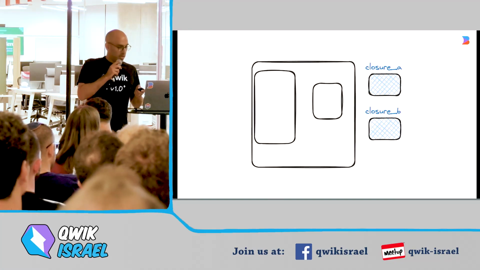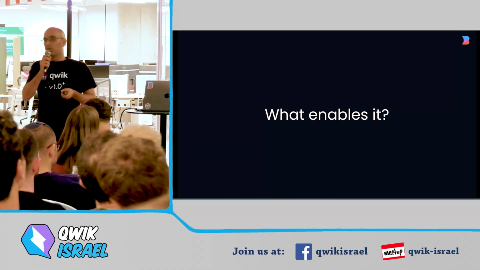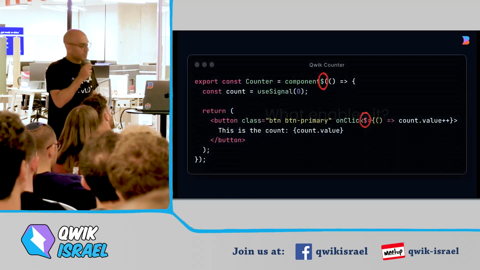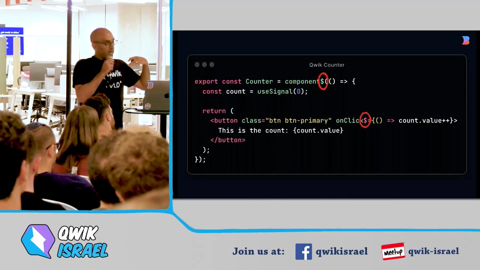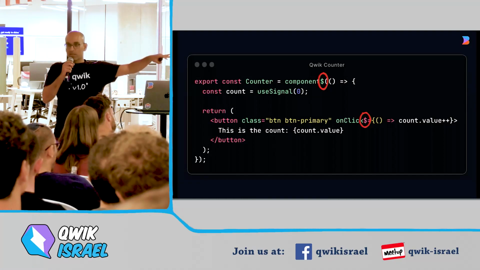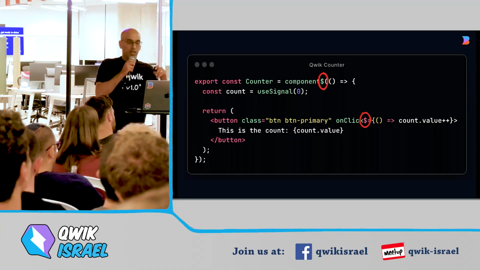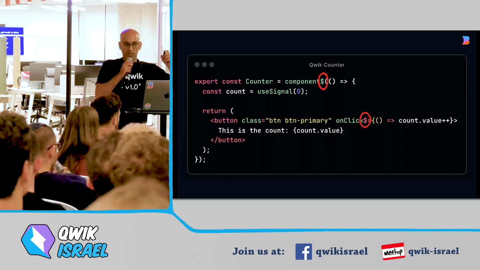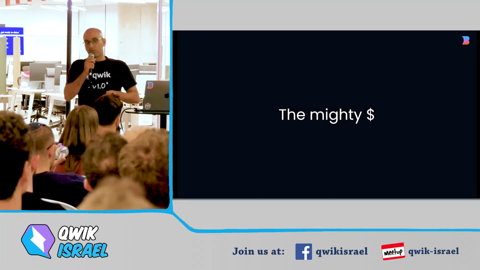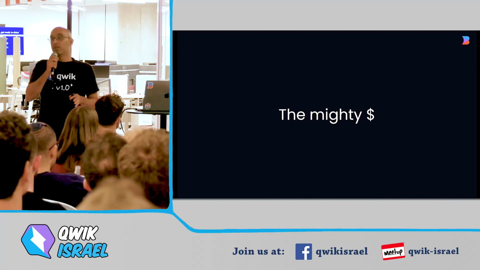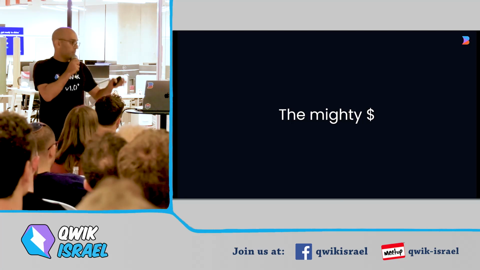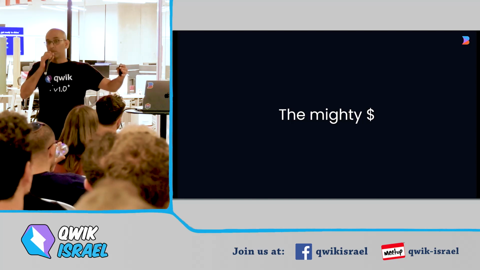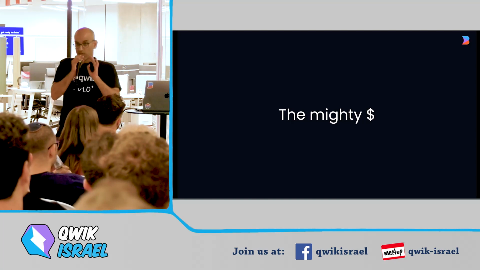In order to create the chunks, we need one of Qwik's superpowers. We said that. So what enables this little trick? This super magic trick. You saw that component dollar. We saw that on click dollar. It is the mighty dollar. It is a marker. It basically tells both the developer and the compiler that this is something we need to extract out. Just take it out.